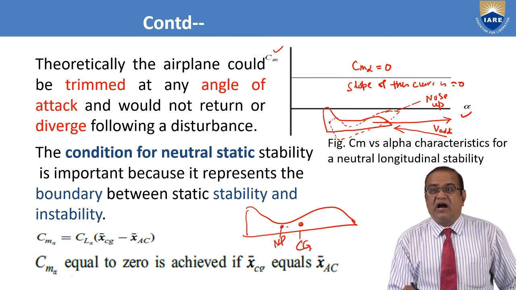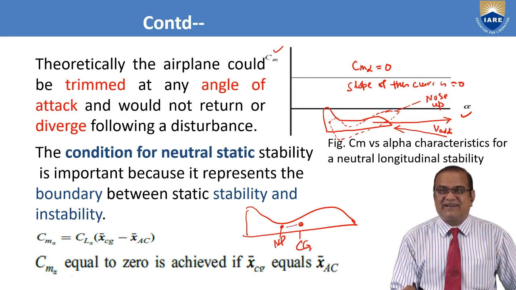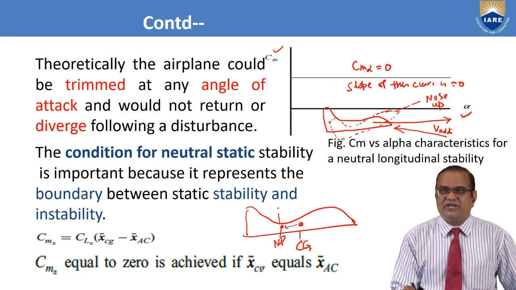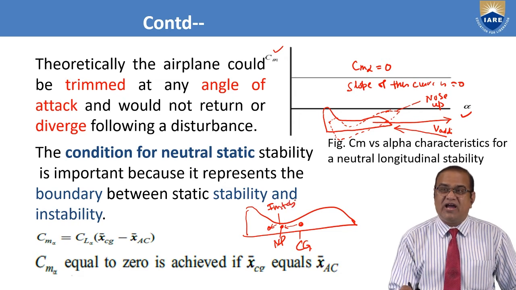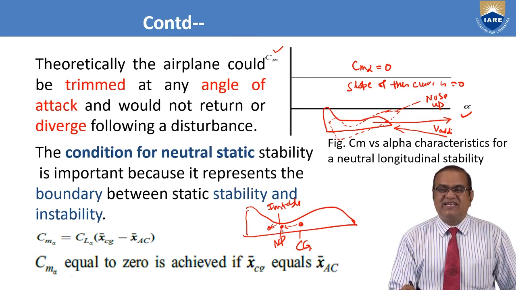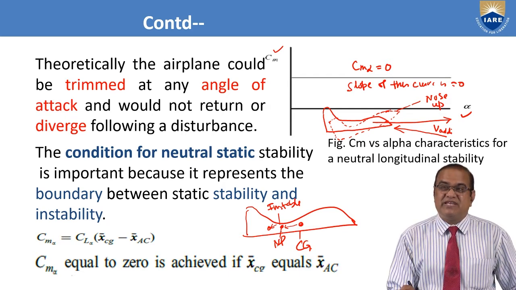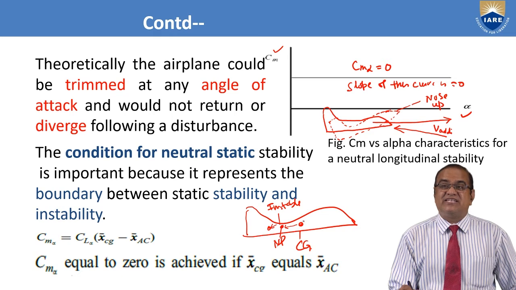So how far can the center of gravity travel? Up to here only. If it goes behind this neutral point, it becomes unstable. To keep the aircraft stable, the center of gravity should not cross the neutral point. That is the criterion for stability of the aircraft, which is why the neutral point is very important, because the CG should not move beyond it.